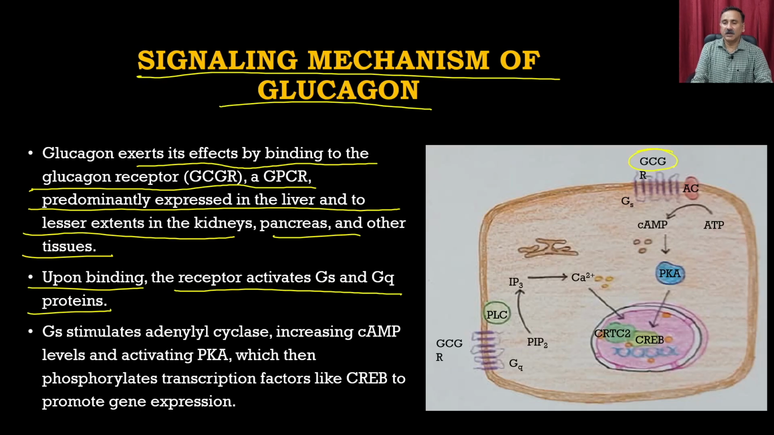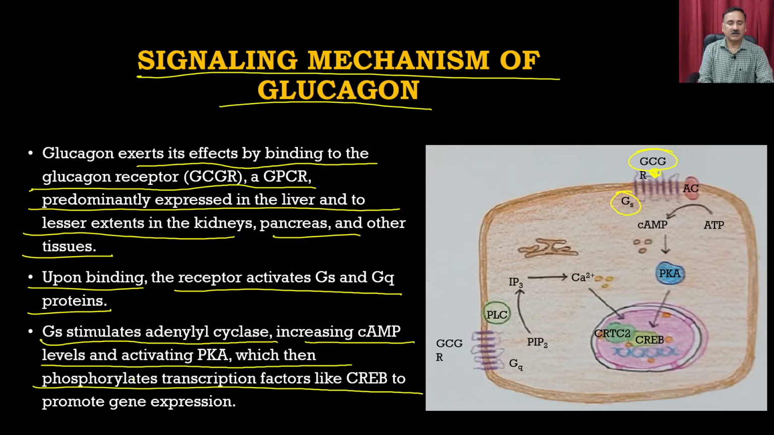So when the glucagon comes and binds to this, it actually activates the GS and the GQ proteins. GS stimulates the adenylyl cyclase, increasing the cyclic AMP level and activating the protein kinase A, which then phosphorylates the transcription factor like CREB to promote the gene expressions.